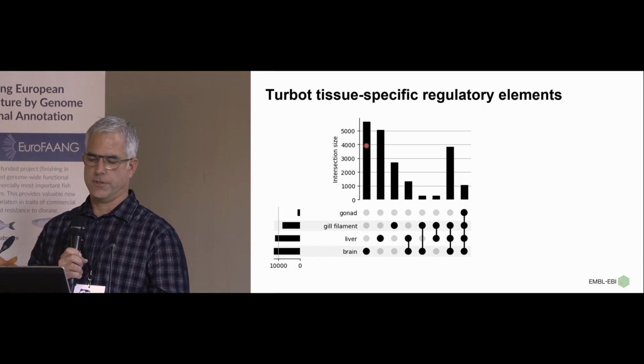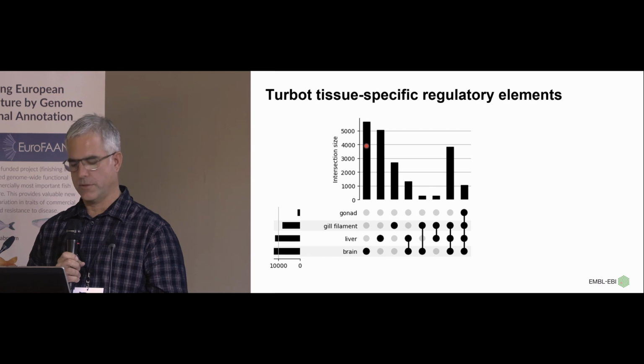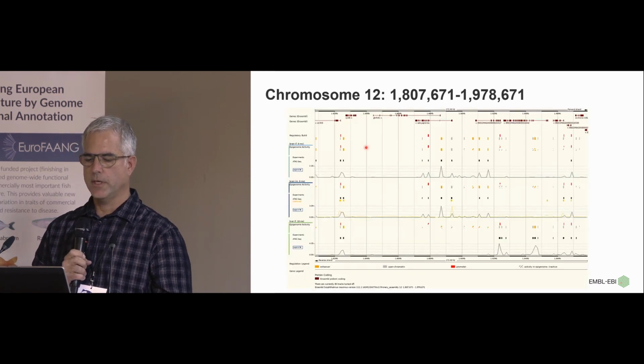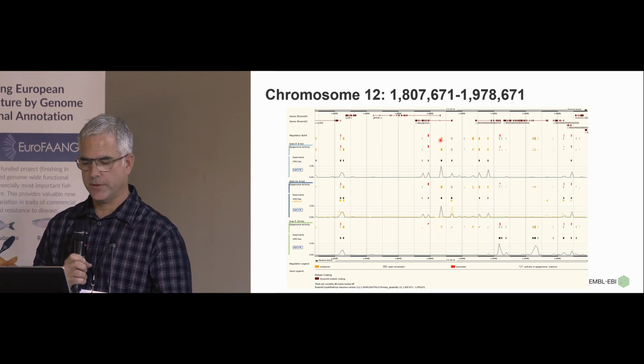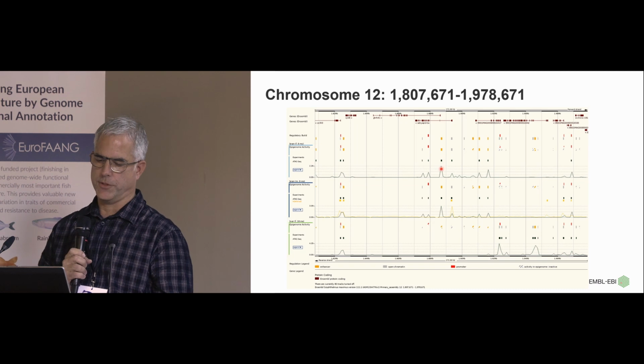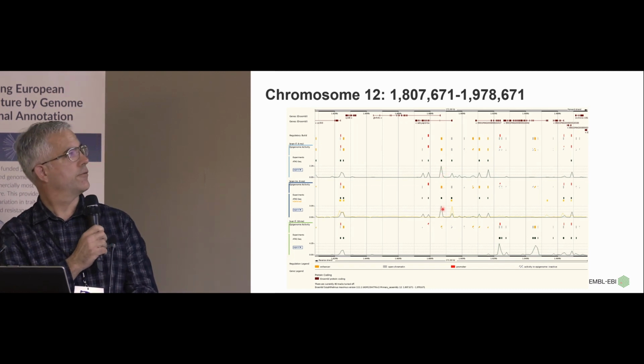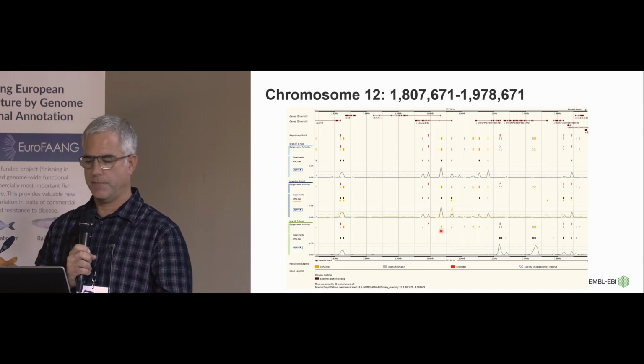And so for illustration, I selected one of these at random from chromosome 12. It's this particular enhancer here. And as would be expected, it's active in brain. This is how it was chosen. The bottom track is liver, and so it's not active in liver.